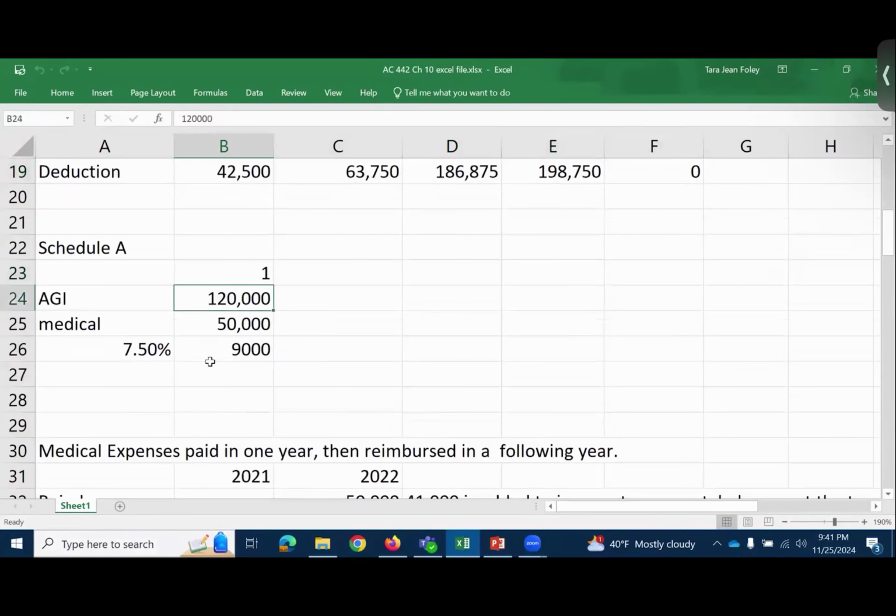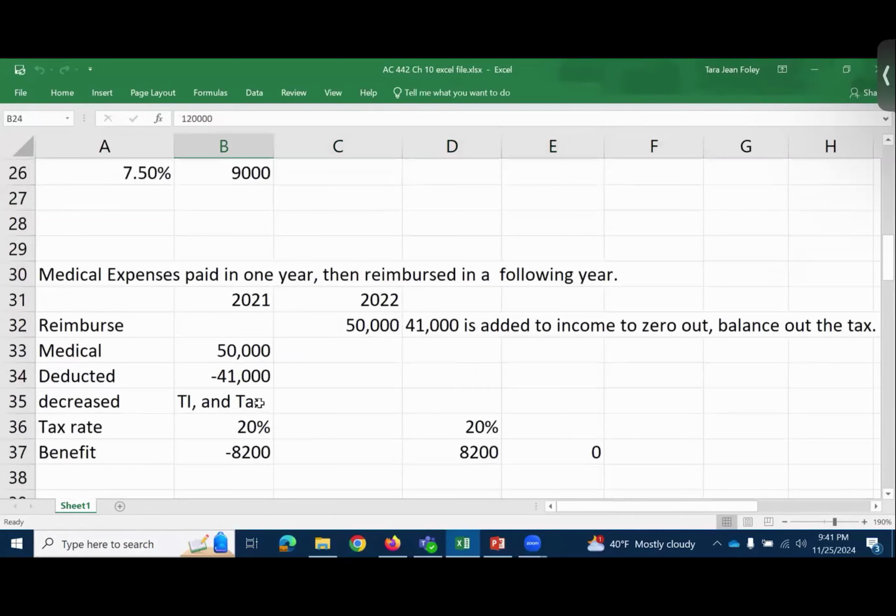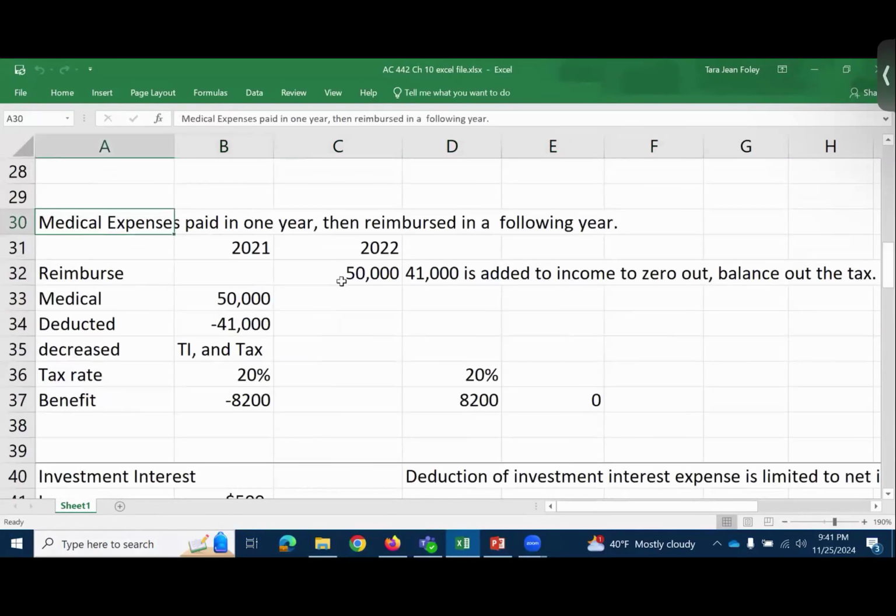And then here's your Schedule A as an example. This is when I'm talking about you had a medical amount in the first year of $50,000 and you deducted it. You deducted $41,000 of it, because of your 7%. And then your tax rate was 20%, which is $8,200. So in the following year, you got reimbursed the $50,000. So you're going to add $41,000 to your income and pay back the 8,200. So then the 8,200 minus 8,200 is 0.